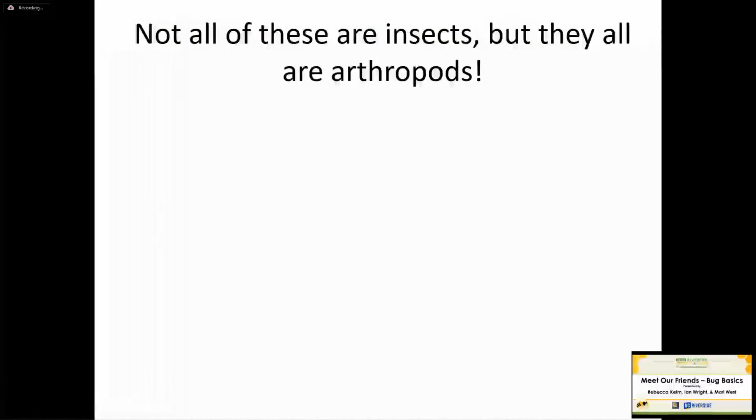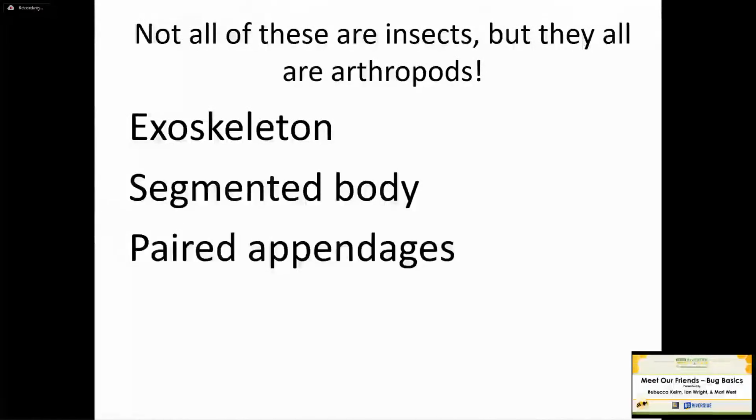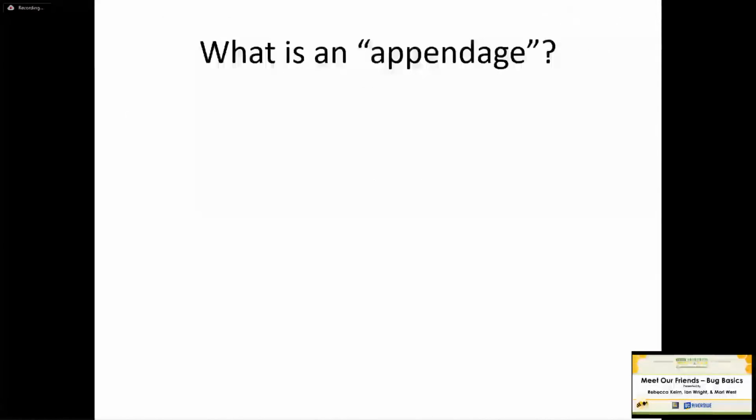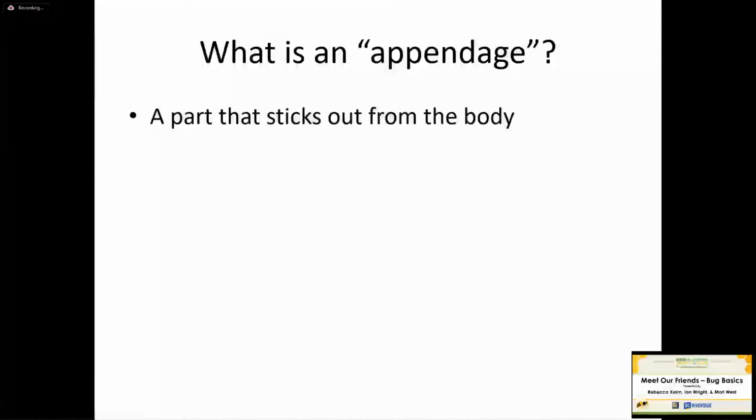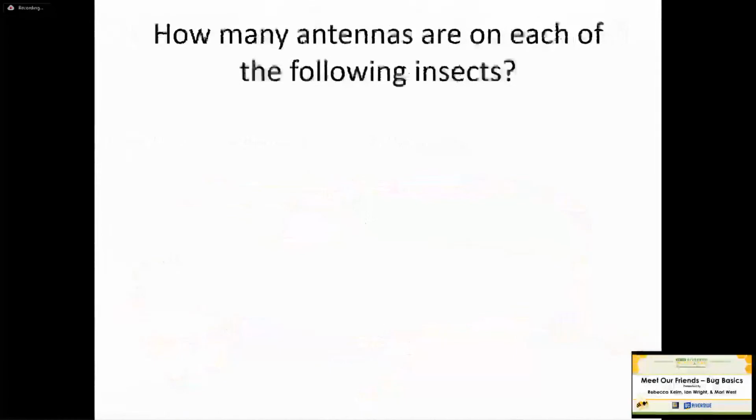And while not everything that I showed you is an insect, they all fit into the category of arthropod, which means that they have an exoskeleton, a segmented body, and paired appendages. And so to go off of that, an appendage, of course, is like your arms or legs, and insects have way more appendages than just legs. They have wings, that's considered an appendage, antennae, and mouth parts. And these will look different depending on what insect you're looking at.